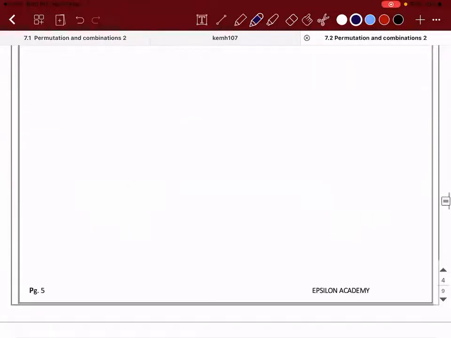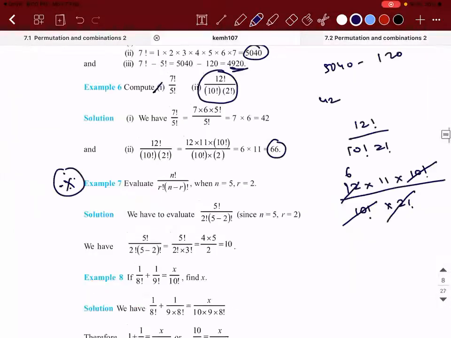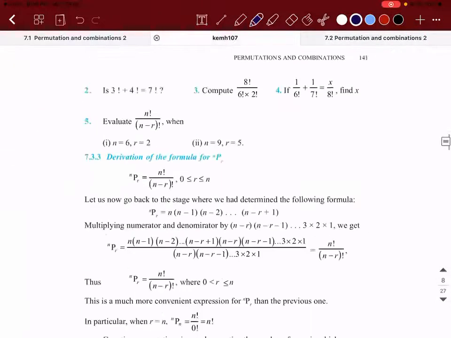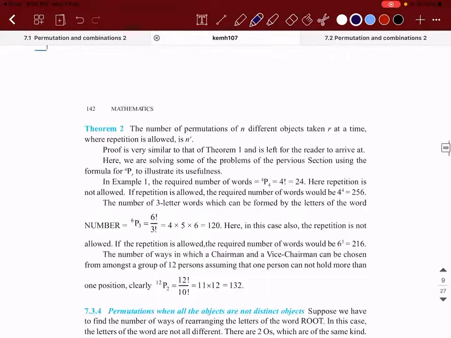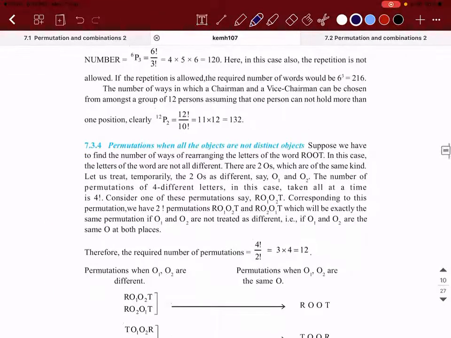So other things you guys can do it. Now we need to get concerned about something else. I told you the formula of NPR already. Now the question is, how will you solve permutation when all the objects are not distinct? So when all objects are not distinct, what are you supposed to do, guys?